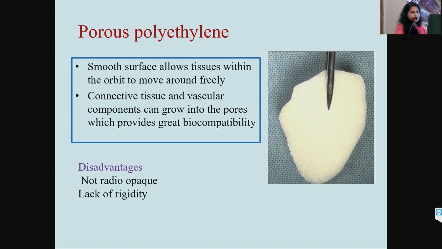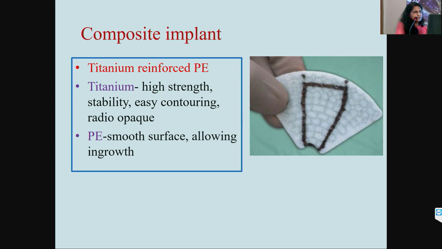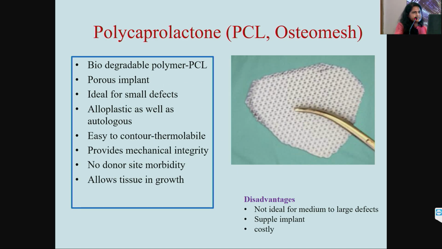And it has got multiple pores which will allow tissue and vascular ingrowth. Hence it is biocompatible. Disadvantages are it is not radiopaque and there is lack of rigidity. Composite implant, it is titanium reinforced porous polyethylene. So the titanium has got high strength, stability, and it is radiopaque, whereas the polyethylene has got a smooth surface allowing the vascular ingrowth.